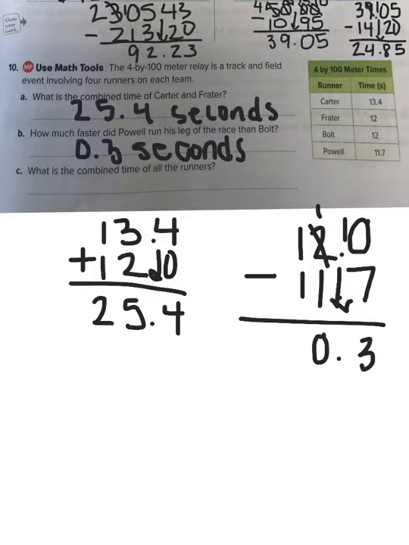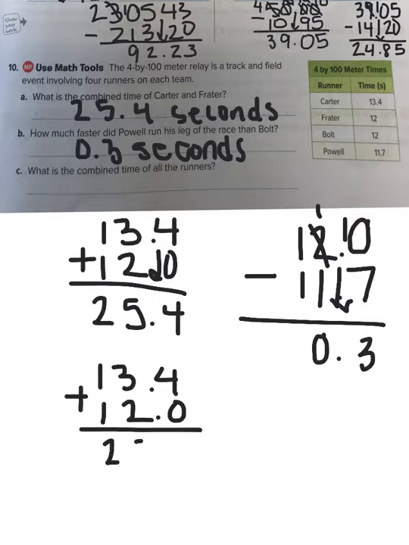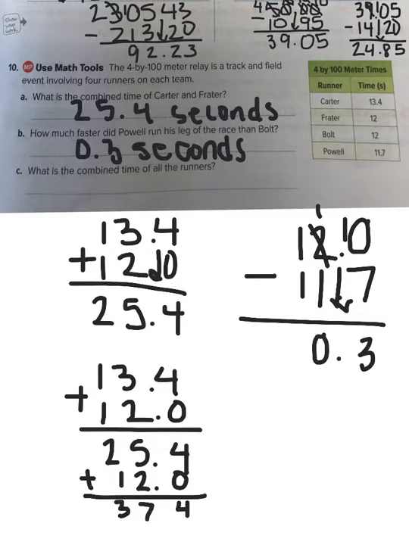So he ran 0.3 seconds faster. Next, part C is asking what the combined total of all of the runners is. So we first need to add up Carter and Frater, 13.4 plus 12, which we know from above is 25.4. Then we need to add Bolt's time onto this, which is 12. Lining up our decimal place, 4 plus 0 is 4, 5 plus 2 is 7, and 2 plus 1 is 3. When you bring down our decimal place, we'll get 37.4.